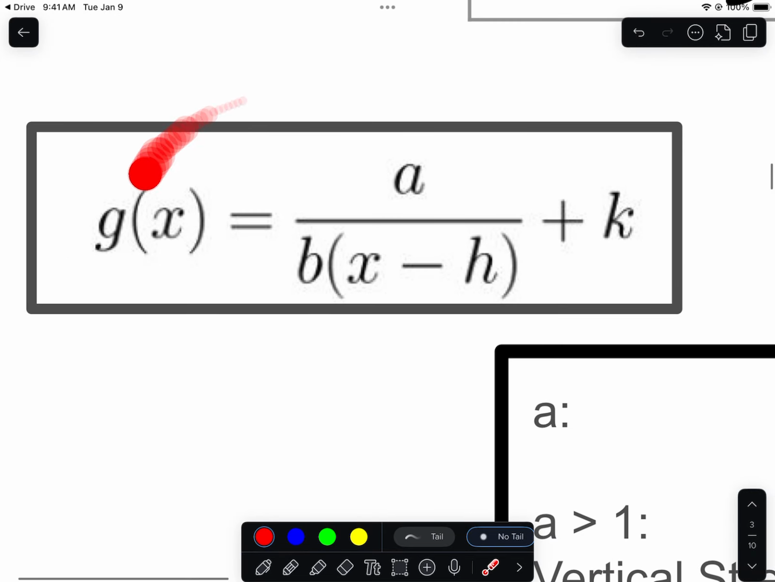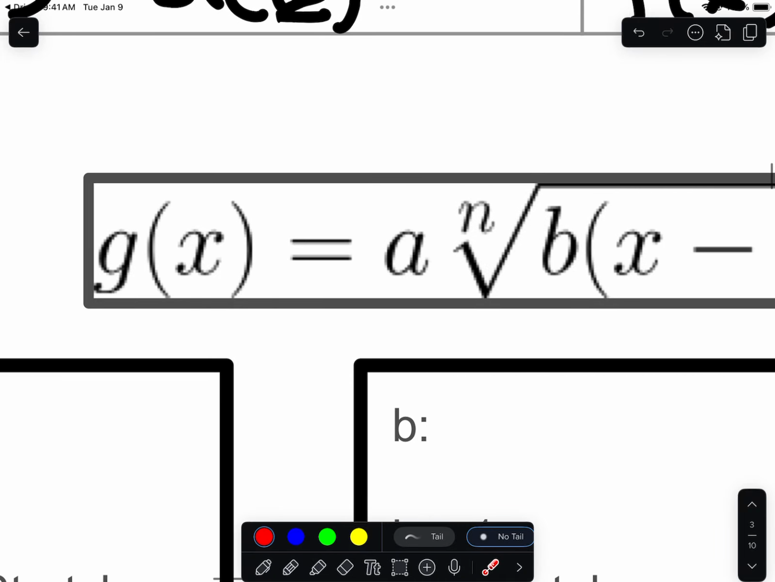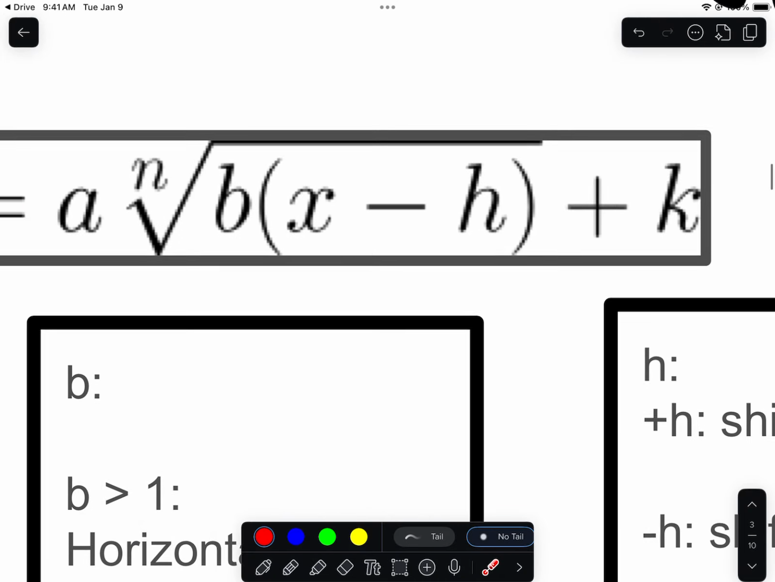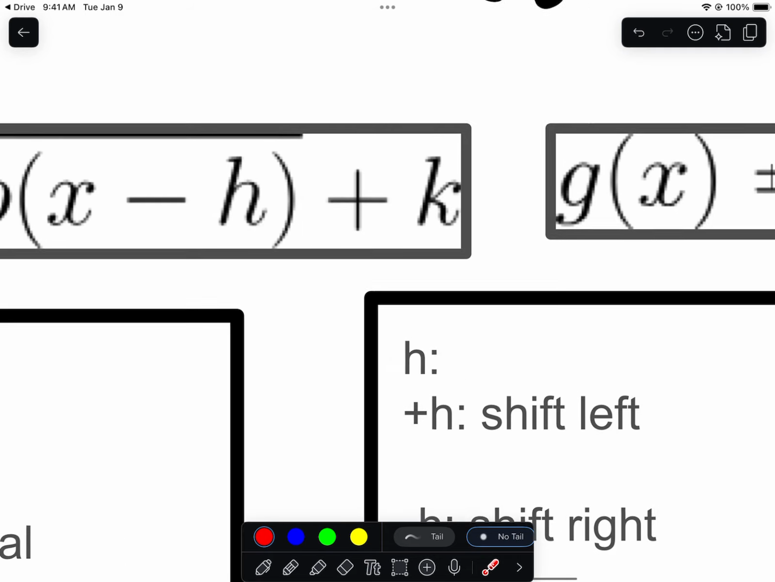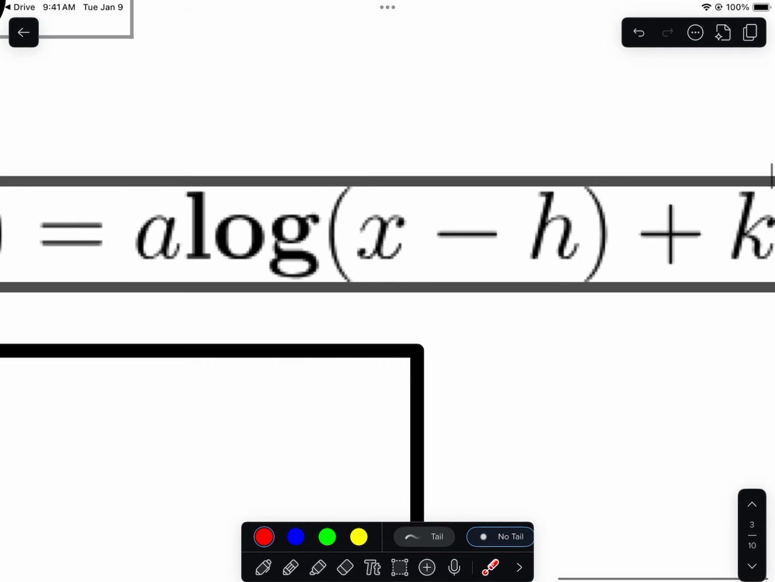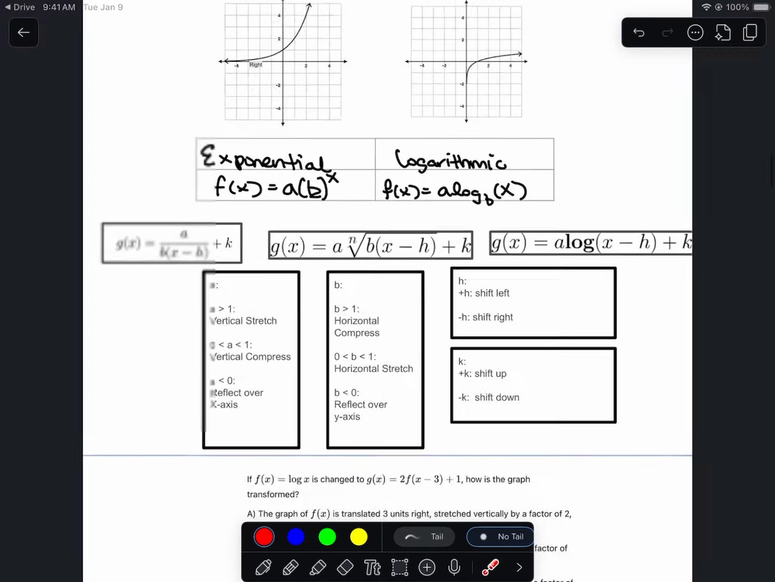So we can see the rational function right here. H and B are going to be on the bottom, A is on the top, K is on the outside. For the square root, A is outside the square root, B and H will be inside the square root, K is on the outside. And here we have A on the outside of the log, H on the inside, and K. There is no B for log, which is really nice.